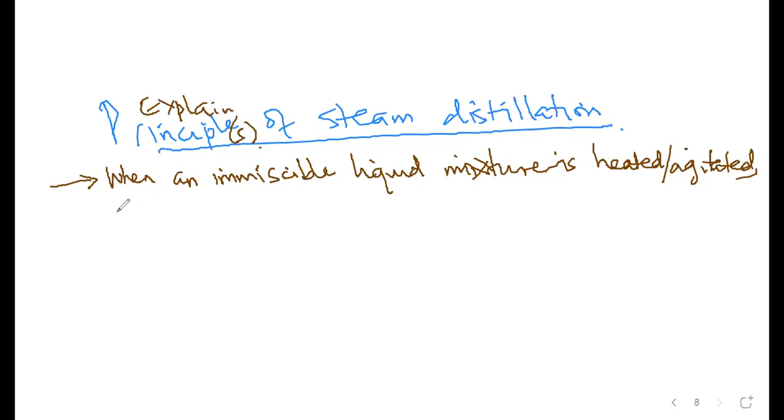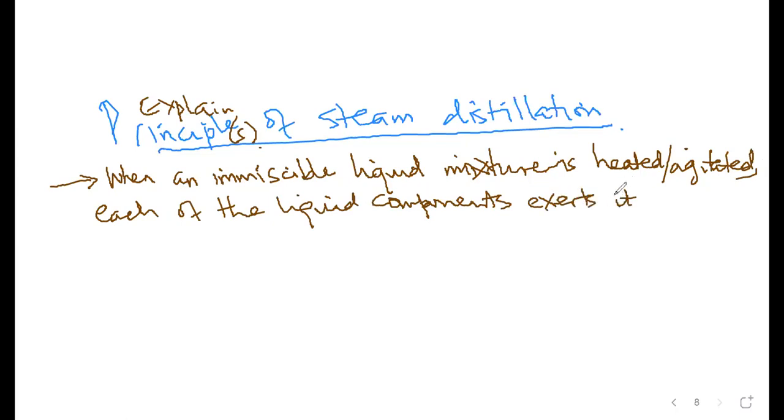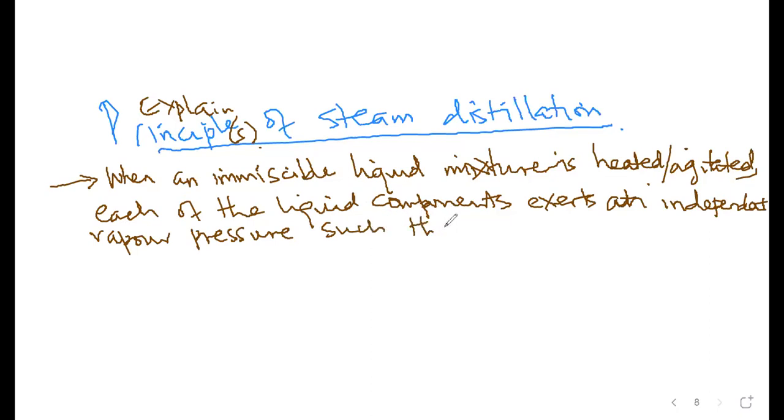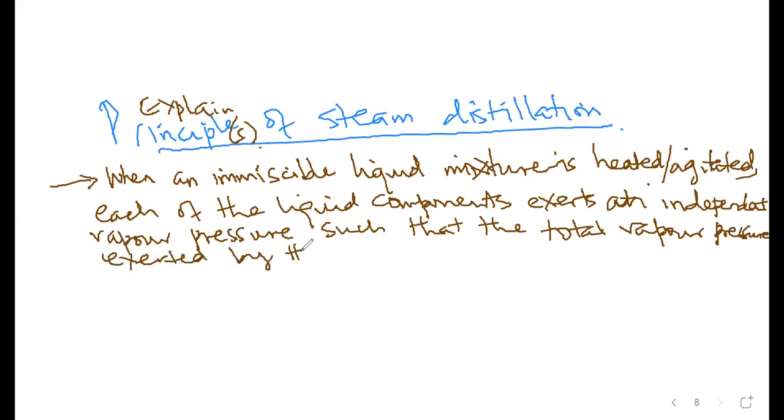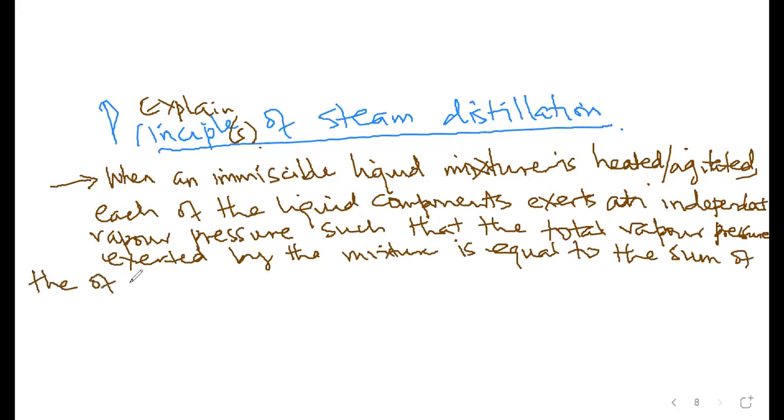I'm continuing now, sir. It said that when an immiscible liquid mixture is heated or agitated, each of the liquid components gives an independent vapor pressure in the atmosphere, such that the total vapor pressure above the mixture, or exerted by the mixture, is equal to the sum of the individual vapor pressures of the components.